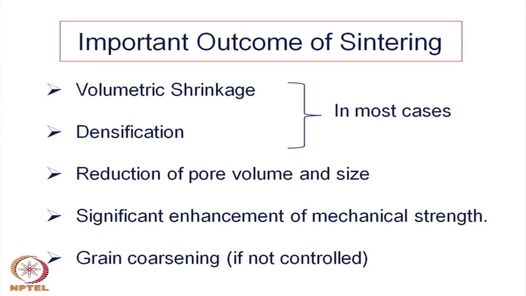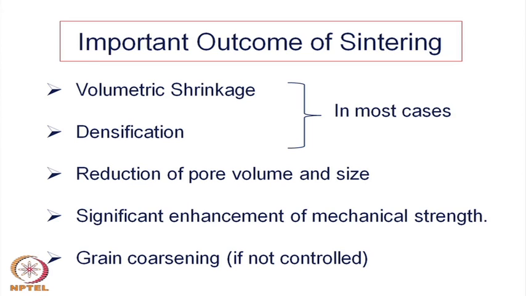Other thing, particularly looking at the microstructure or what happens to the powders, is grain coarsening if not controlled. Grain coarsening and particle coarsening are slightly different. We have seen particle coarsening without sintering. Here the grain coarsening is basically grain growth. So, the grain growth takes place at a high temperature after the basic sintering process is over.